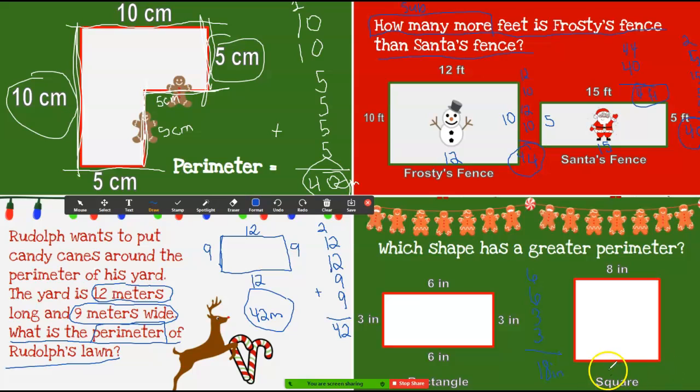Okay, so the square is different. A square, they only gave us one measurement. But the thing about a square is all of the sides are the same. So if this is 8, this is also 8, this is also 8, this is also 8. So now I can find my perimeter. 8 plus 8 is 16, plus 8 more is 24, plus 8 more is 32.